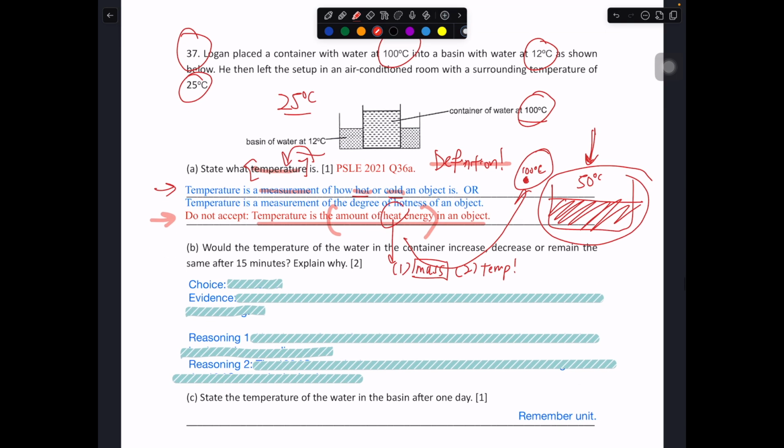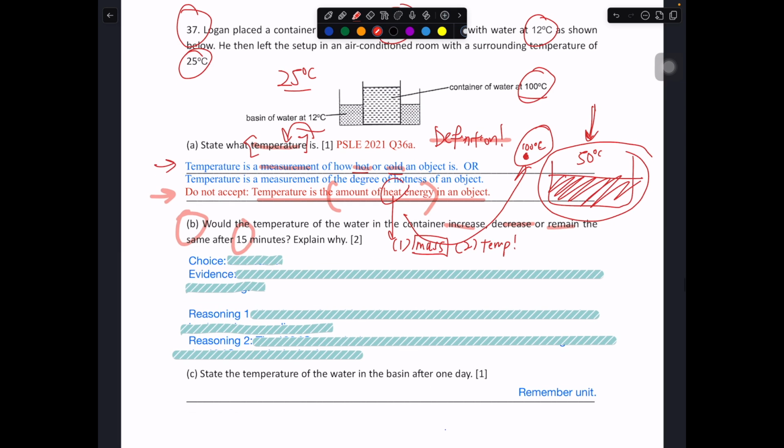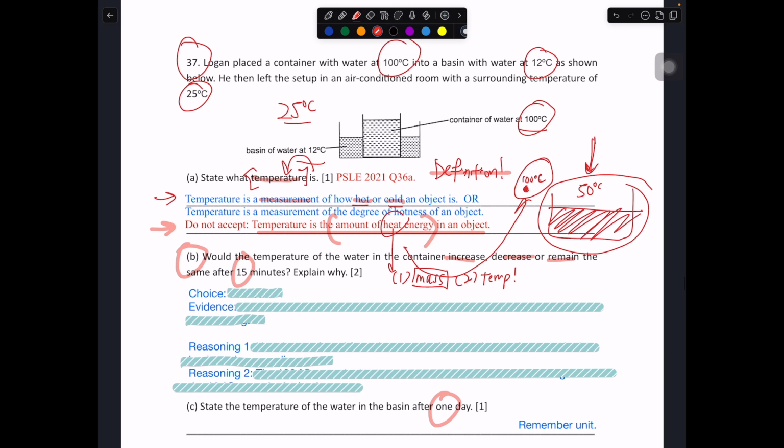Okay, so will the temperature of the water in the container increase, decrease, or remain the same, or go up, go down, or remain the same after 15 minutes? 15 minutes is a very short time. Okay, so the next question is 1 day. So they are different questions. So in this case, the temperature of the water in the container, they are referring to this. So you have to read carefully what they are referring to.